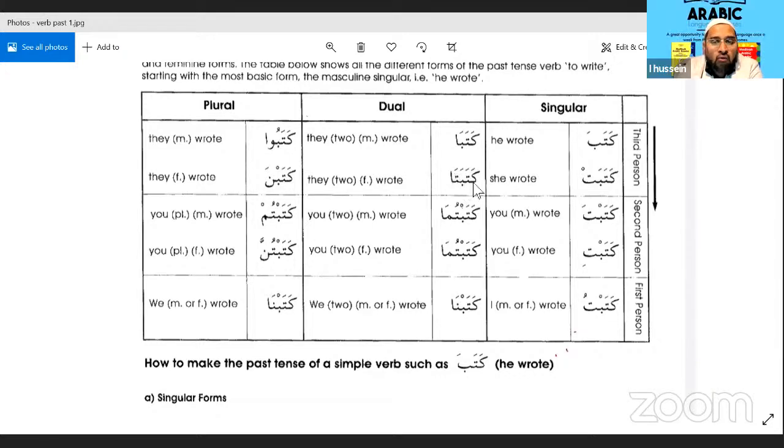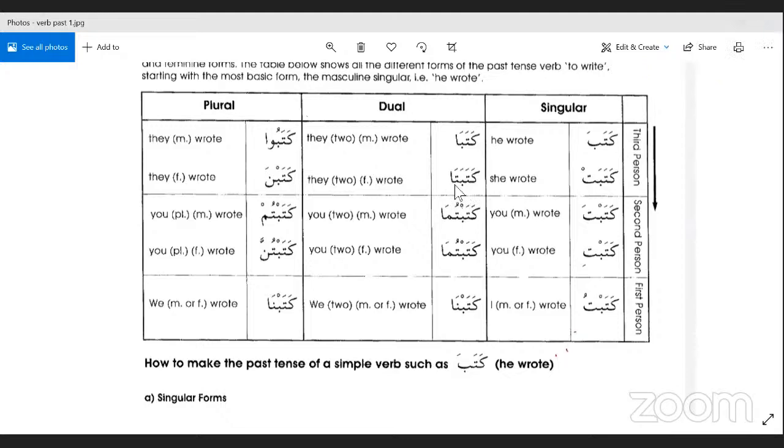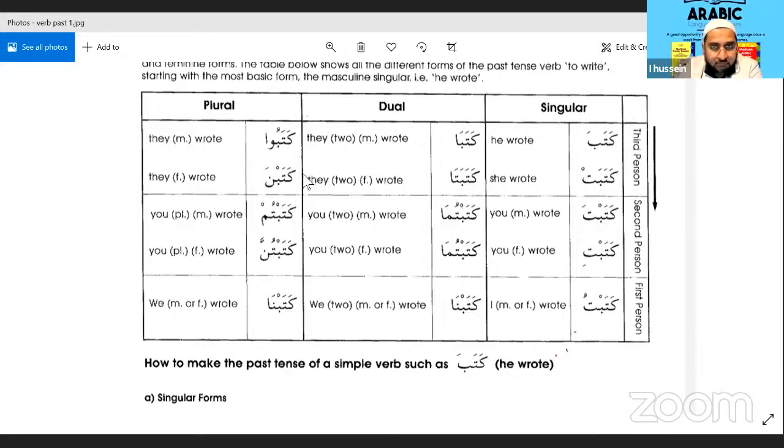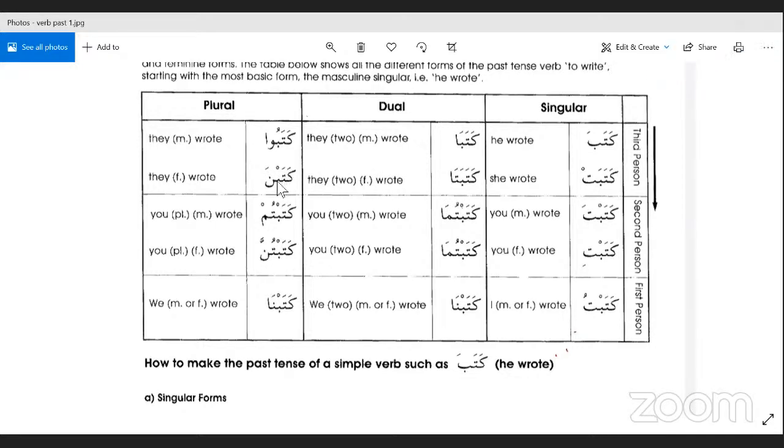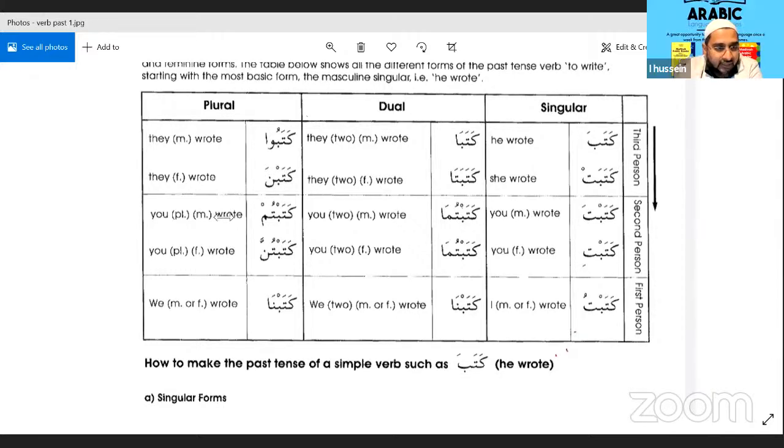Dakhalata. All of these letters have a fatha. Dakhalata, she too entered, they two female entered. Correct. Dakhalna, they all female entered. Excellent. Next person I'm going to bring on the mic is going to be Sister Aima.